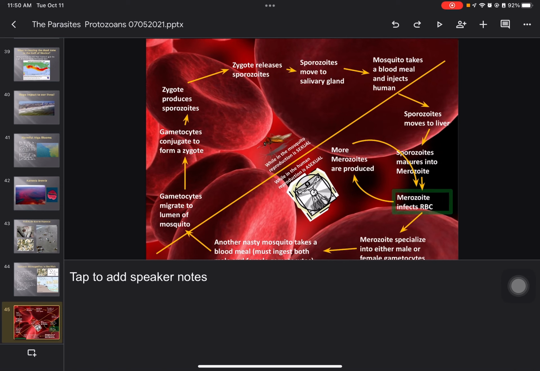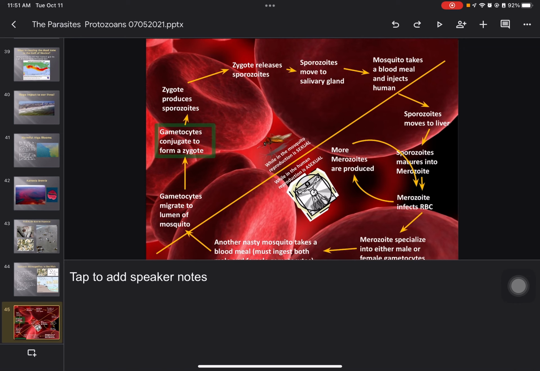So eventually, some of those merozoites will specialize and become male and female gametocytes. These are like the haploid cells, if you will. And so another mosquito has to take a blood meal from you, and they have to ingest both the male and the female gametocyte, because once those gametocytes get into the lumen, the intestines of the mosquito, they fuse, and it's like they're undergoing sex. They fuse, and they form a zygote, right? And so the zygote itself produces more sporozoites, and then the sporozoites start all over again, right?